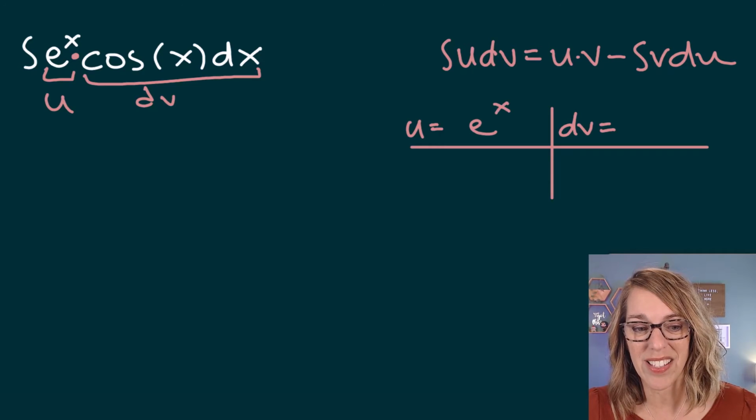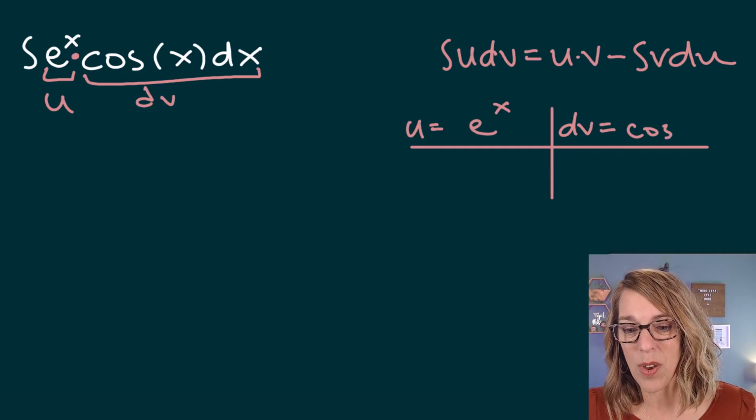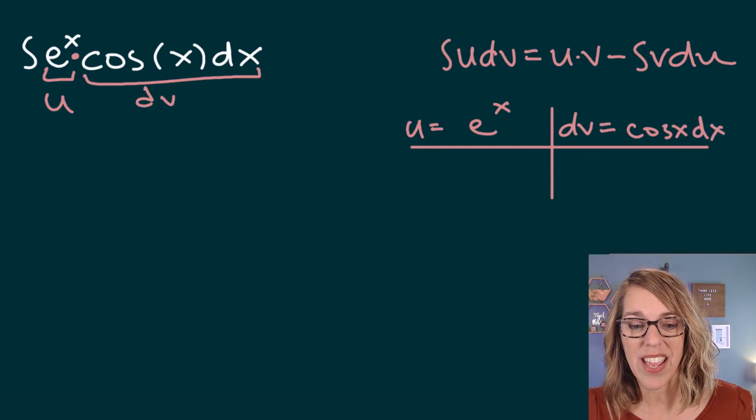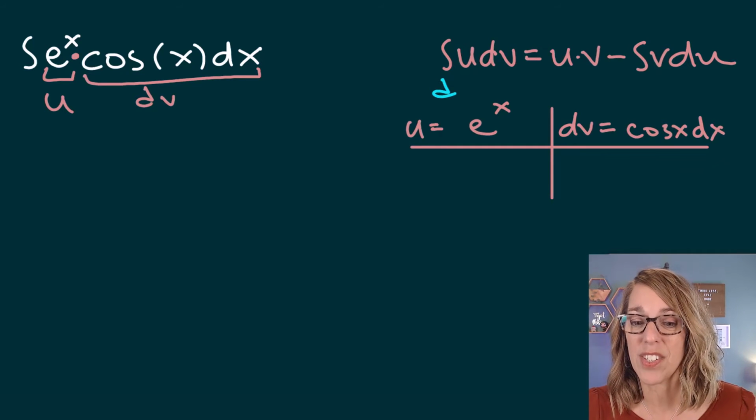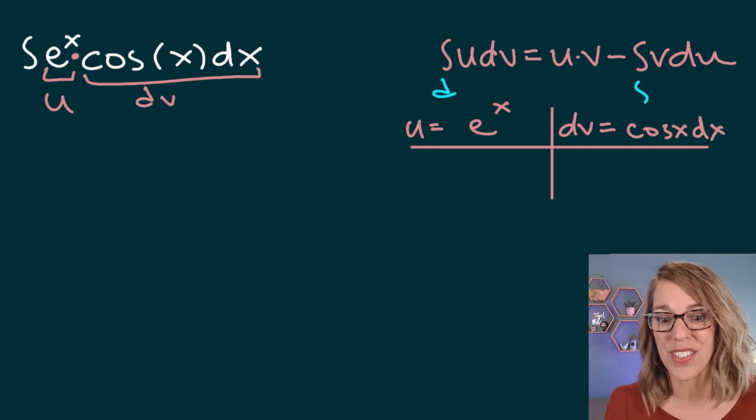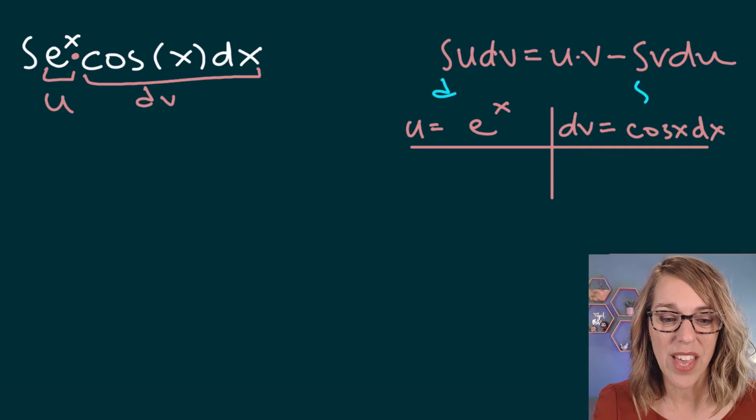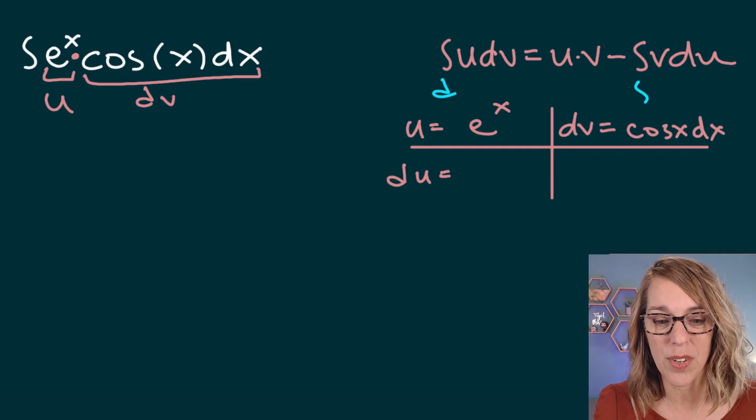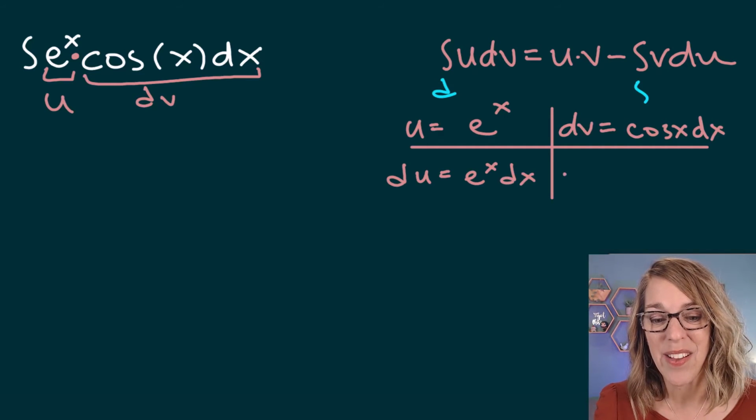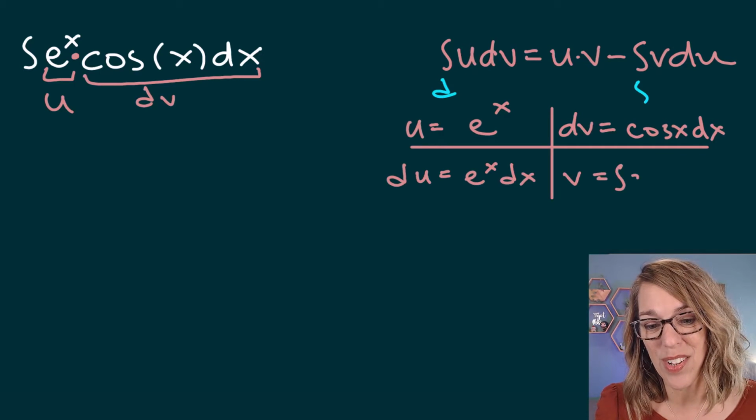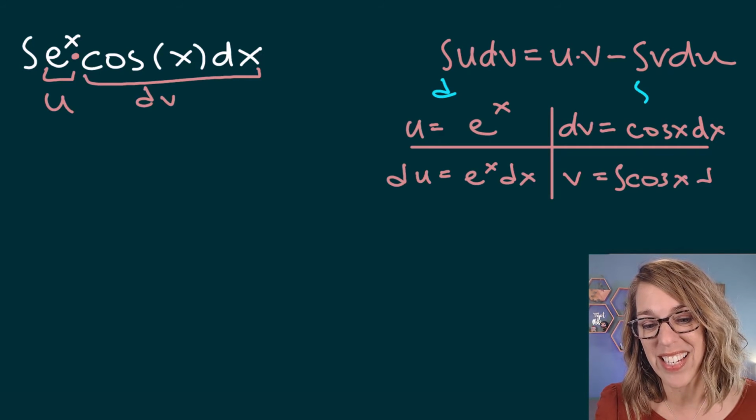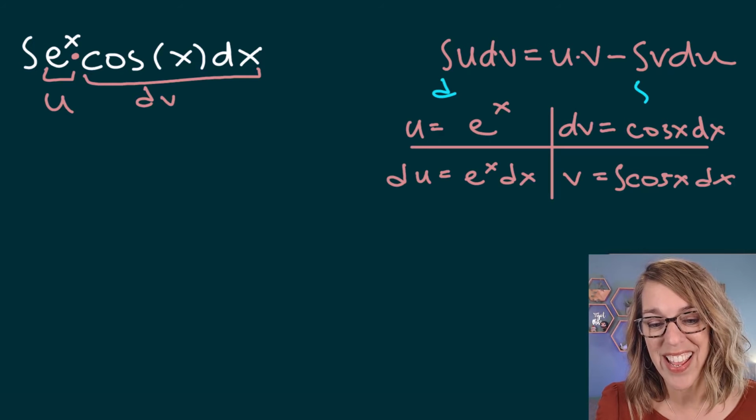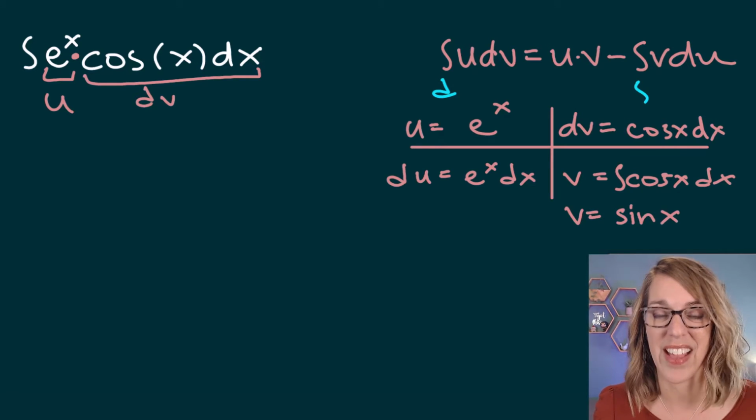So I've got e to the x here, and then that leaves me with cosine x dx as my dv. I'm going to take a derivative to get to my du and an integral to get to my v. So that gives me the derivative of u is going to be e to the x dx. V is going to be the integral of cosine x dx. That's supposed to be a cosine, and I get that V is equal to the sine of x.